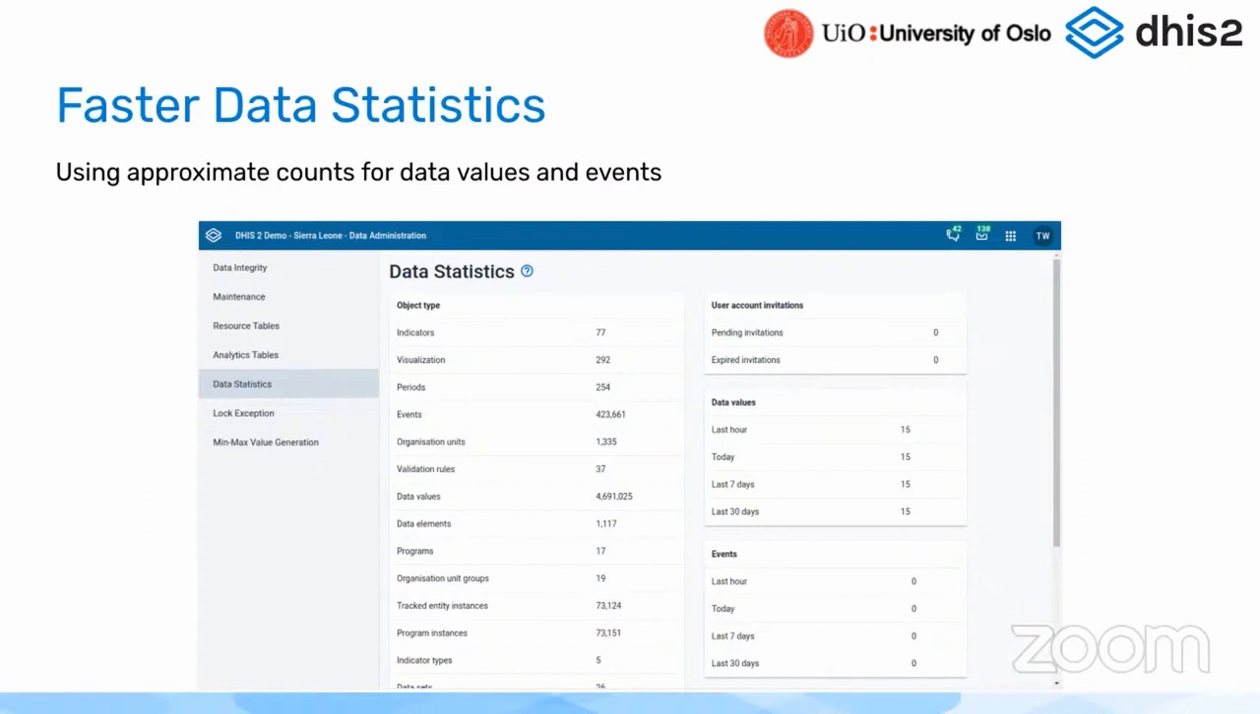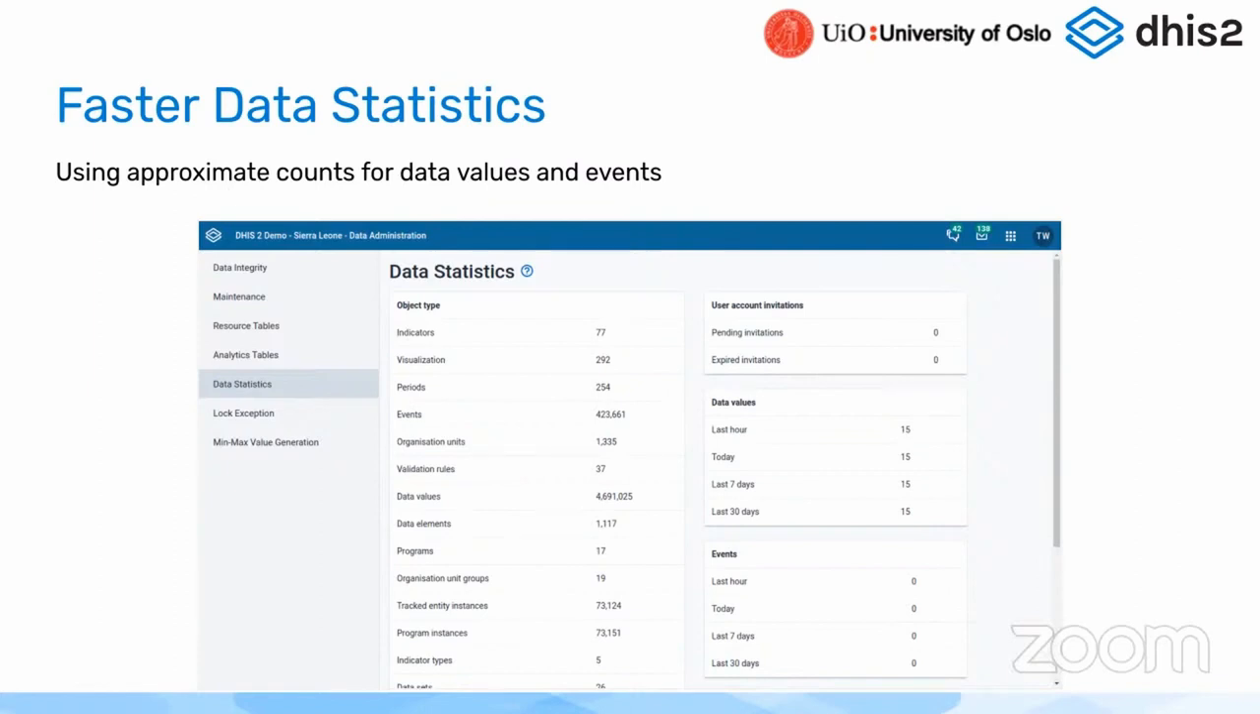We also have much faster data statistics now. Data statistics is within the data administration application, and it gives you rough statistics on your database, things like how many indicators, how many data values, how many tracked instances, tracked entities, and so on, do we have in the database. This can be useful to understand the volume and the size of the database at a glance.